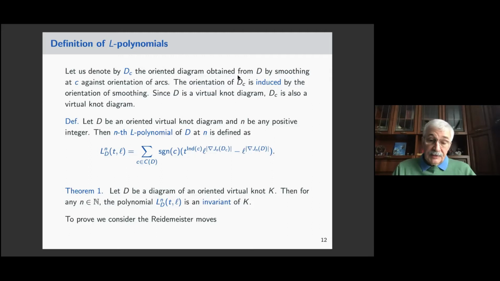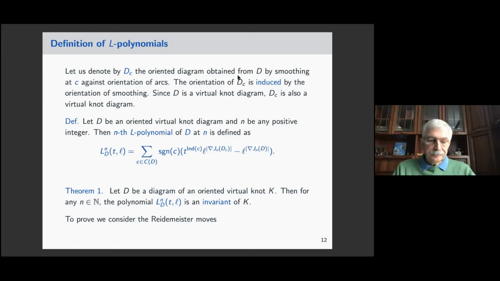And what is interesting with this polynomial is that it is an invariant of virtual knots. It is stated as Theorem 1, and since we define everything in the language of diagrams, we define equivalence in the sense of equivalence under Reidemeister moves.